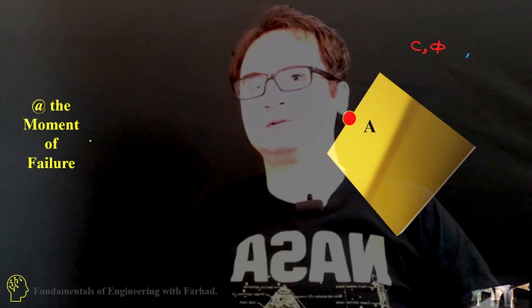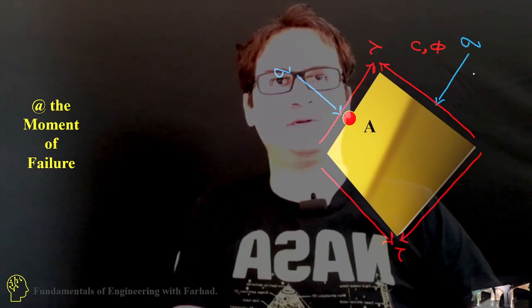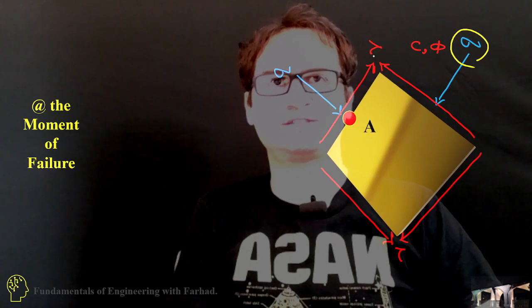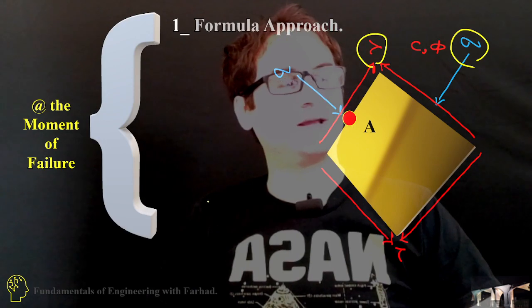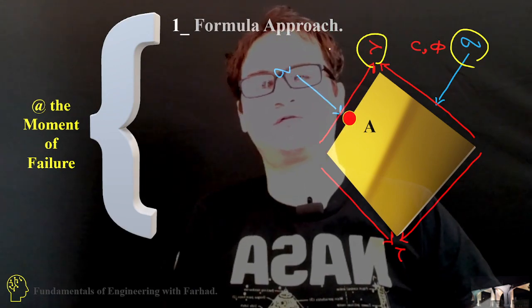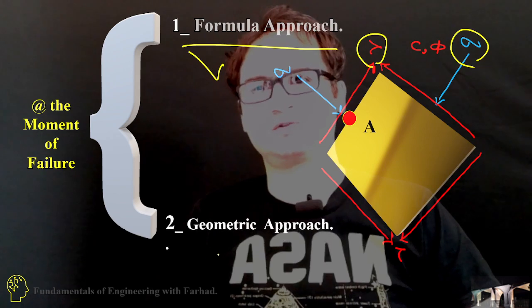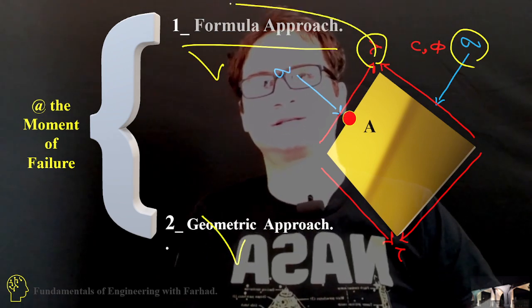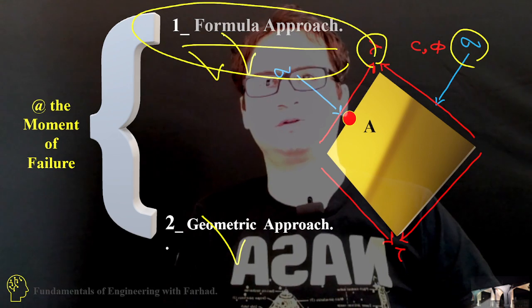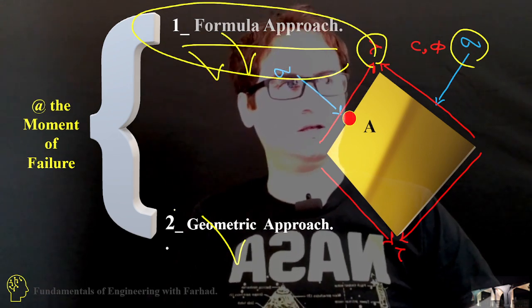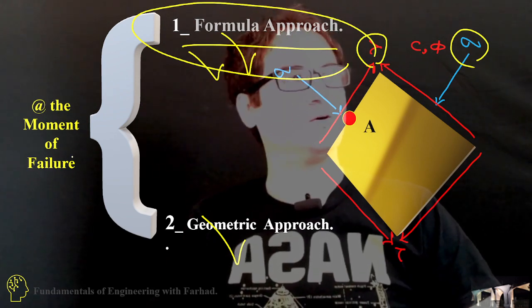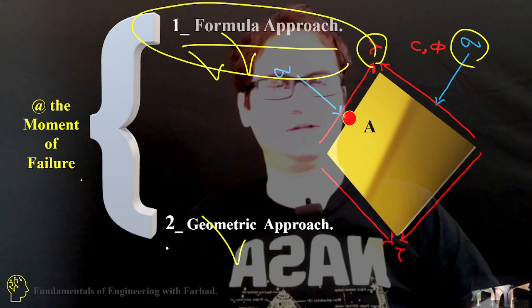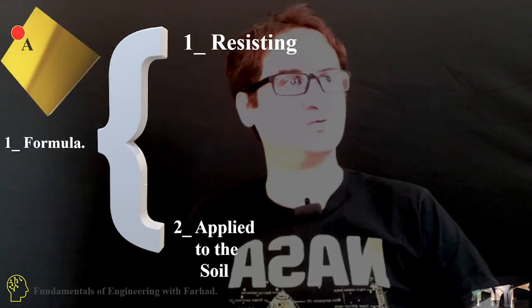So at the moment of failure of a soil sample, which is subjected to a normal stress sigma and a shear stress, we can study two cases: the formula approach and also the geometric approach. In this video we want to talk about the formula approach, and then in the next video we'll talk about the geometric approach to estimate the mechanism of failure of a soil sample due to shear.